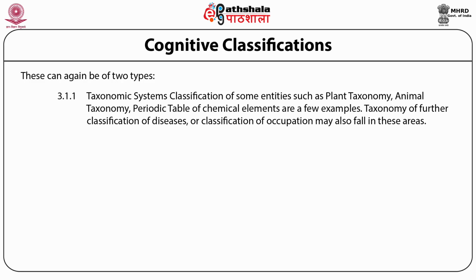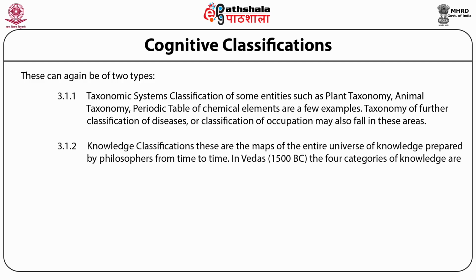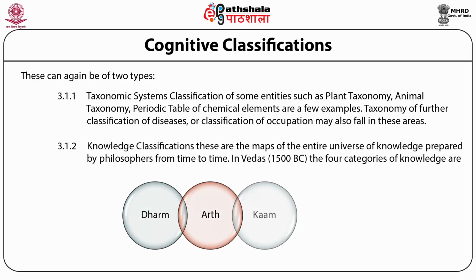Then another form of taxonomic or cognitive classification is knowledge classifications as given by our Vedic system. Knowledge classifications are the maps of the entire universe of knowledge prepared by philosophers from time to time. For example, in the Vedas, which were written in about 1500 before Christ, there are 4 categories of knowledge in general. That is dharma, arth, kam, and moksha. And these are arranged in this logical order that the society moves from dharma and lastly to moksha.